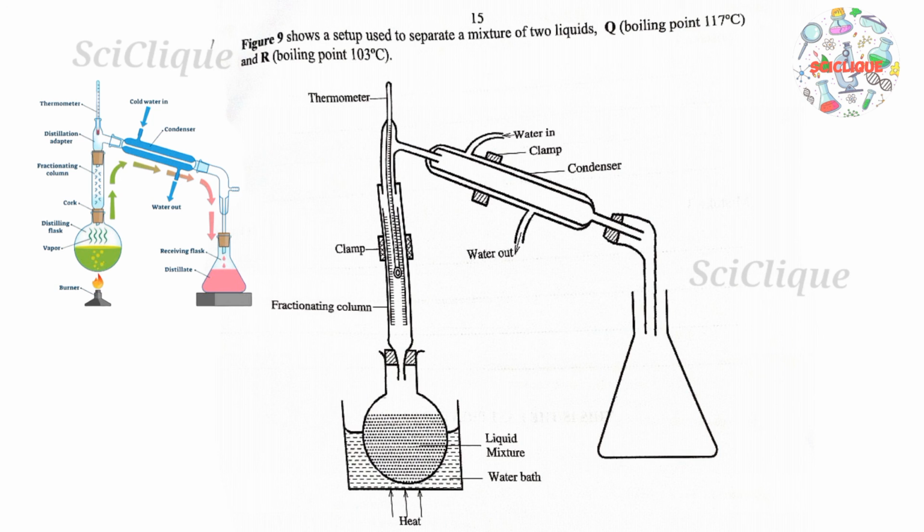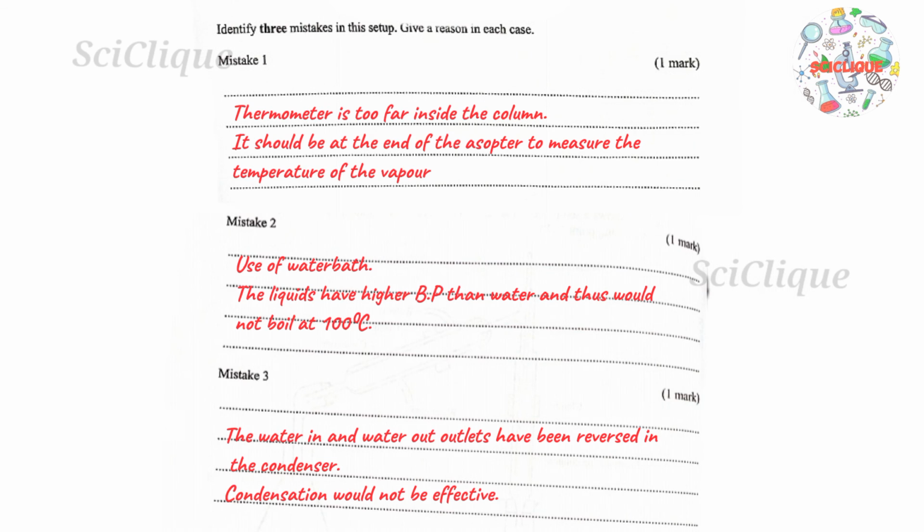Mistake number 2 is the use of a water bath. Why are we even using a water bath in this case? If you look at the two liquids that we have, Q and R, they both have boiling points that are higher than water. So it doesn't make sense to even use a water bath. And our third mistake is with the condenser. Now you'll find that the outlets for water in and water out have been reversed. And this, of course, will cause condensation to not be effective.